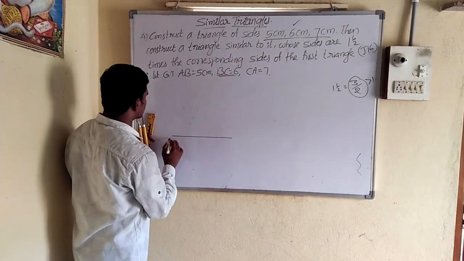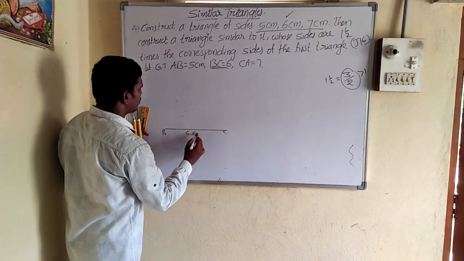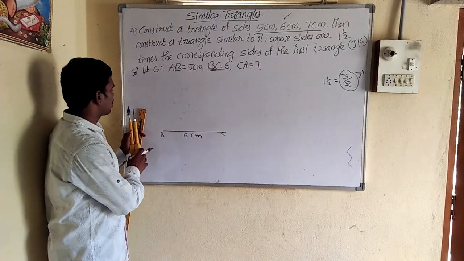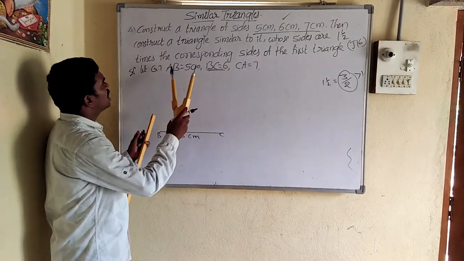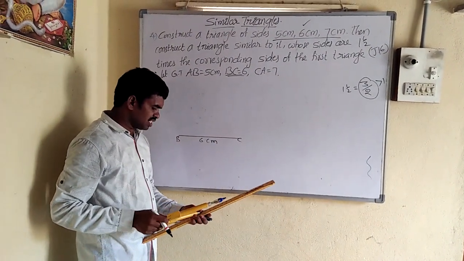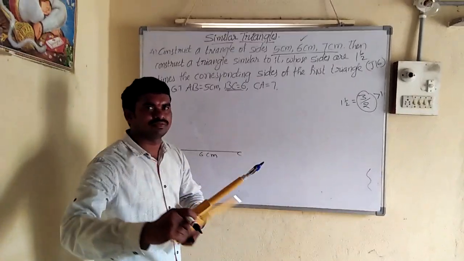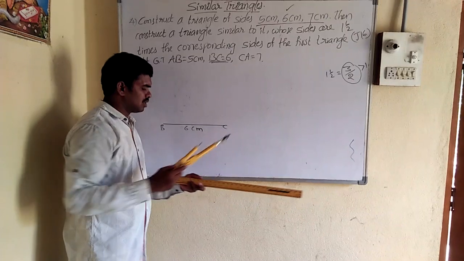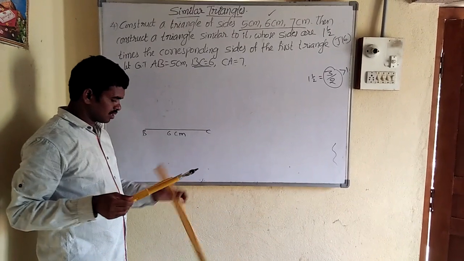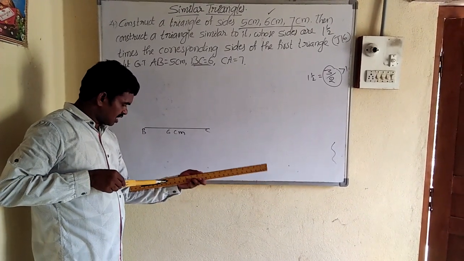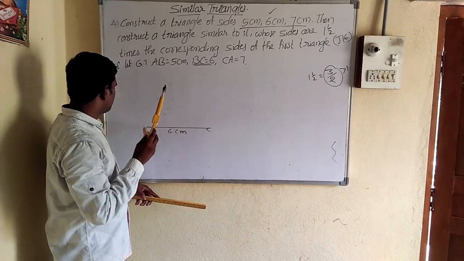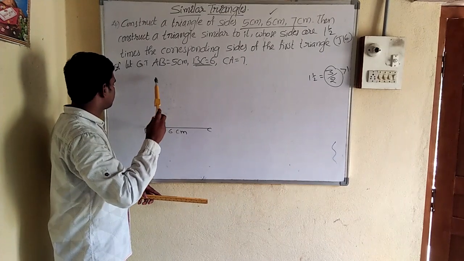So BC equals 6 centimeters. Dear friends, you have to take 6 means 6 only, on the paper. And next, AB is 5 centimeters, CA is 7 centimeters. So what is AB? BC is 6 centimeters, drawn a line segment. Next, AB is 5 centimeters. For our convenience I am taking this BA as 5 centimeters.